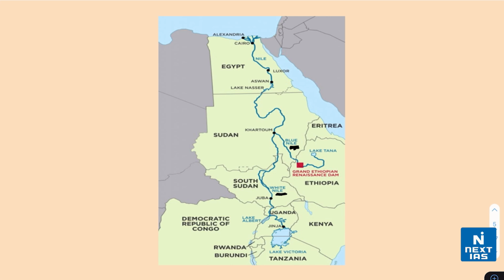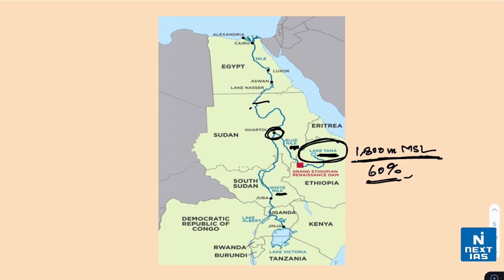So as we can see, Blue Nile originates from Lake Tana. This Lake Tana is situated in the high grasslands region of Ethiopia. It is around 1,800 meters above the mean sea level. 60% of water of River Nile emerges through this Lake Tana region. Now these 2 tributaries meet at Khartoum in Sudan to form the main River Nile. And further it empties into the Mediterranean Sea.